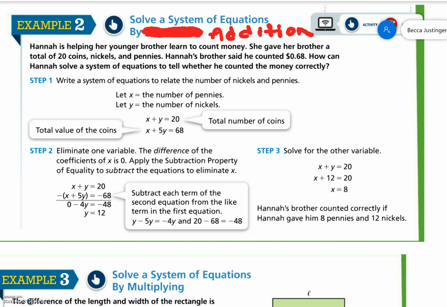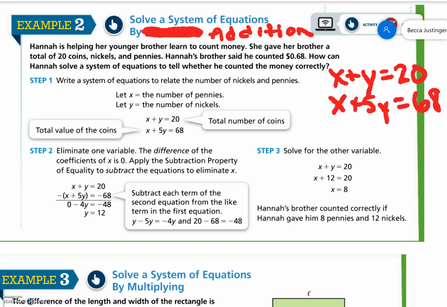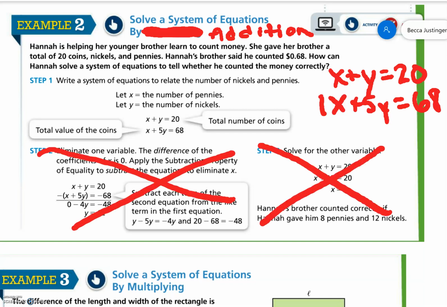So it says let x equal the number of pennies, let y equal the number of nickels. x plus y equals 20, because there's nickels plus pennies equal 20 total coins, and x plus 5y equals 68, because pennies are worth 1 cent, nickels are worth 5 cents, and there was a total of 68 cents. So I don't want you to worry about their step 2 and step 3. We're going to do it with adding.